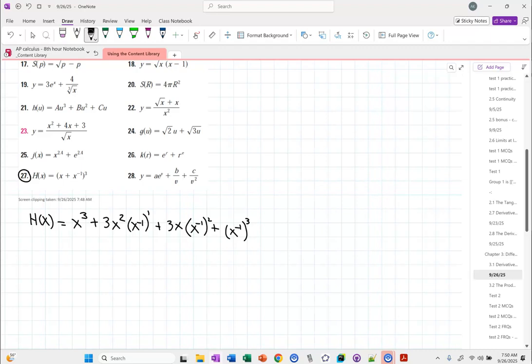So we clean up now a little bit. So x squared times x to the negative 1 is just x. X times x to the negative 2 is x to the negative 1. And x to the negative 1 cubed is x to the negative 3rd. And so if we now take the derivative, we have that.